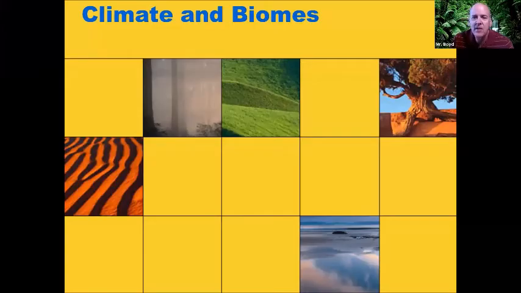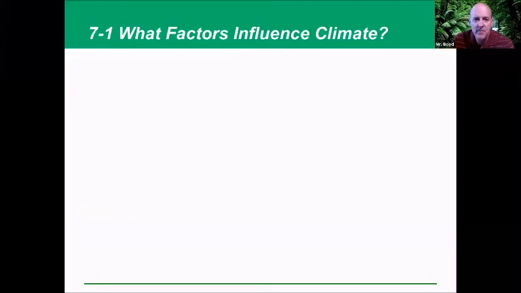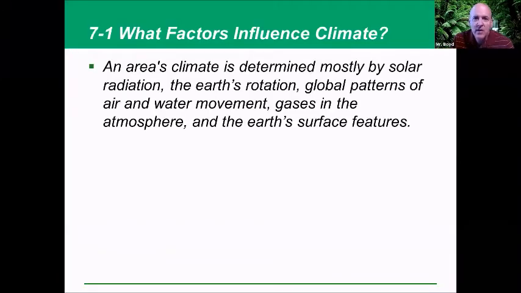All right, so climate and biomes. An area's climate is determined mostly by solar radiation, the Earth's rotation, global patterns of air and water movement, gases in the atmosphere, and the Earth's surface features. We're going to be talking about climate a lot this year. We'll spend more time on it later, but this is just to introduce it as it affects biomes.